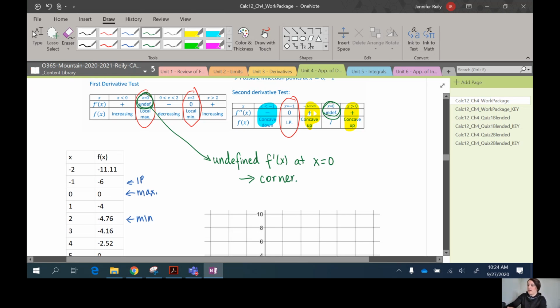That means it must be a corner, or I guess a vertical slope of tangent, a vertical tangent. So we'll be able to tell whether it's a corner or vertical tangent when we sketch here.